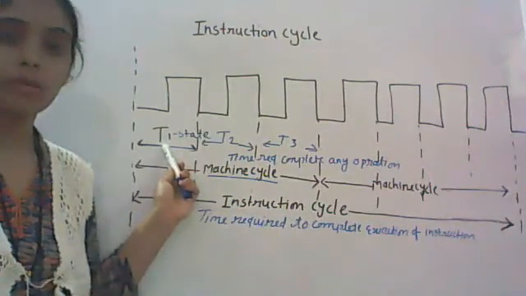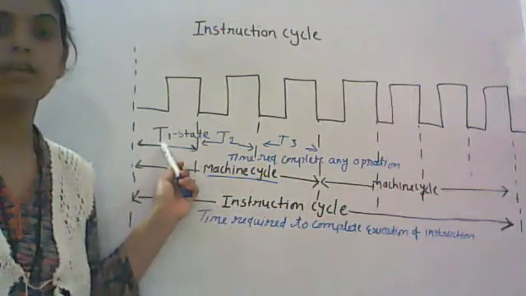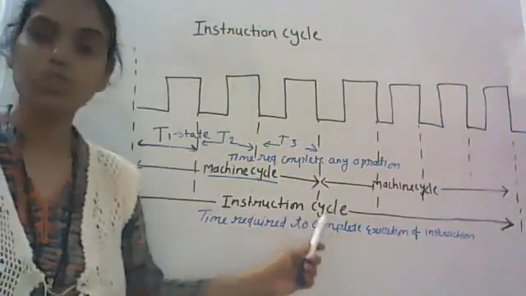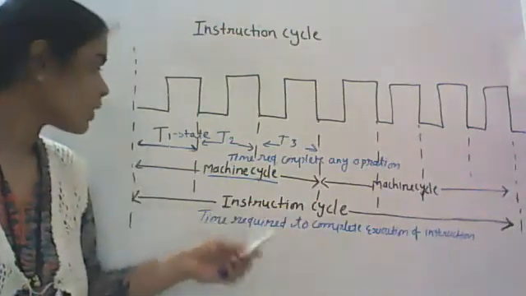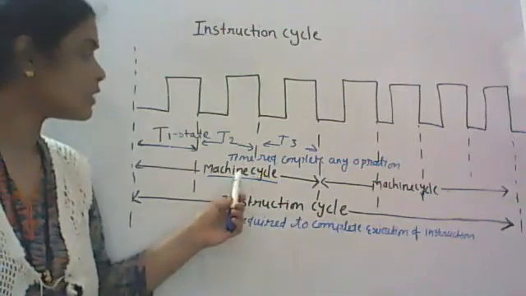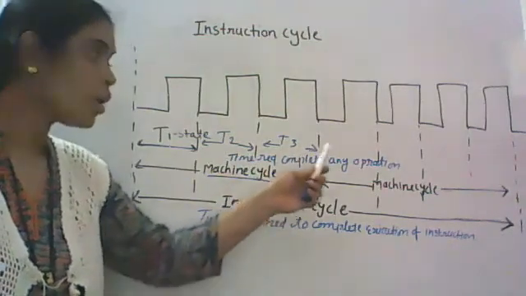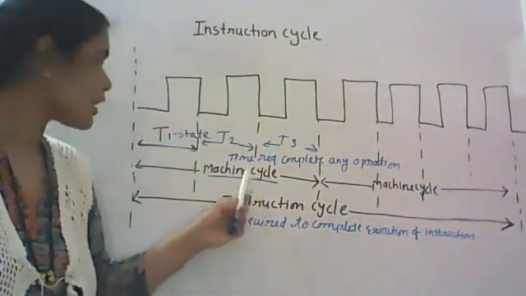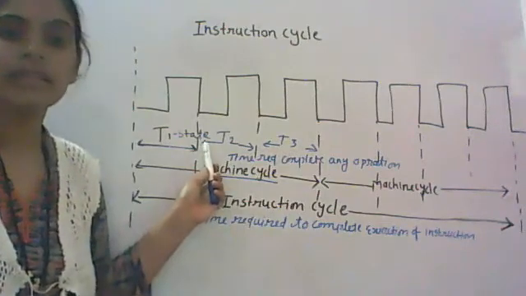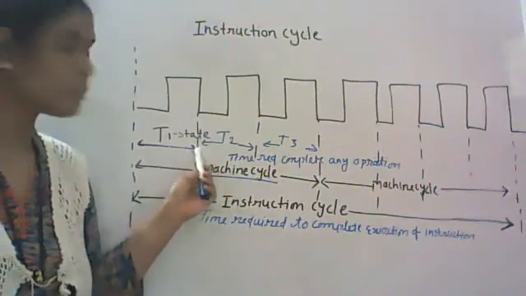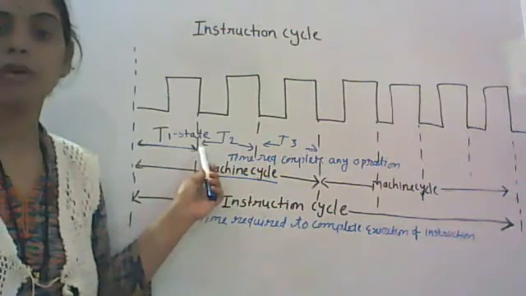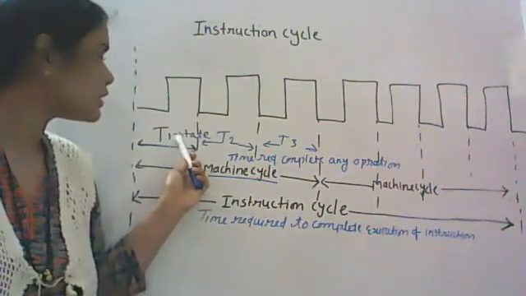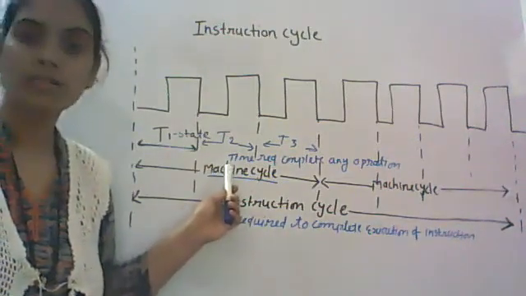Got it? I'm again repeating. Instruction cycle is defined as the time required to complete execution of an instruction. Machine cycle is defined as the time required to complete any operation. Machine cycle is a subdivision of instruction cycle. And T-state is a subdivision of operation which is performed in one clock period. T-state is a subdivision of machine cycle. Got it?